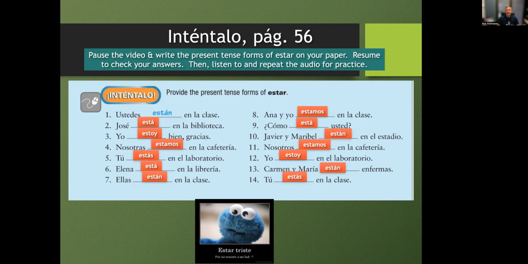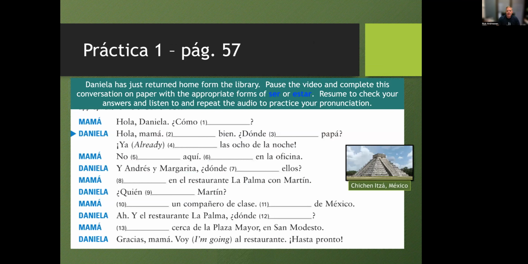Okay? So again, this is more of an exercise on conjugating, on making sure you understand the subjects and the verbs together. But go back and look at these examples because they're all proper uses of the verb estar. Okay, muy bien. In this story, Daniela has just gotten back from the library. You're going to pause, complete these conversations. There are 13 total responses with the appropriate forms of ser and estar. So now you have to decide which verb to use and then how to conjugate it. Okay, so pause, write down 1 through 13, give your answers, and then come back and we'll go through it together.